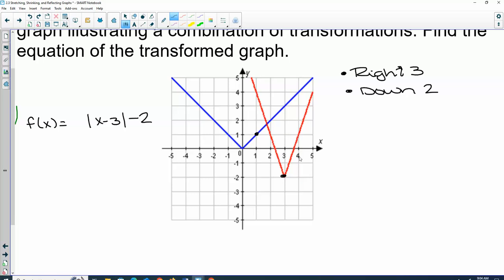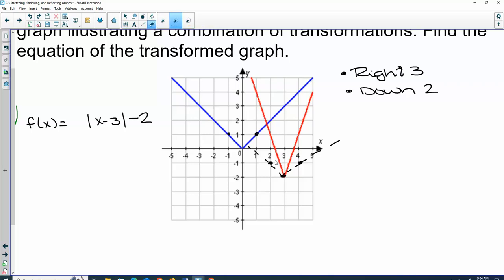At that point, right 3, down 2. This one, right 3, down 2. Does it match up perfectly? No, it's been stretched by 3. You notice how that red one is skinnier? It had a stretch to it.